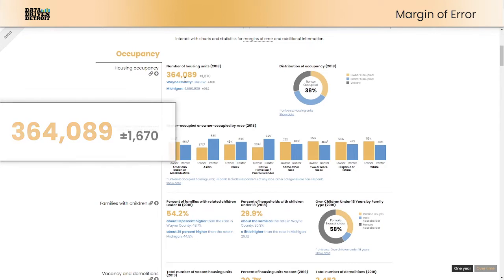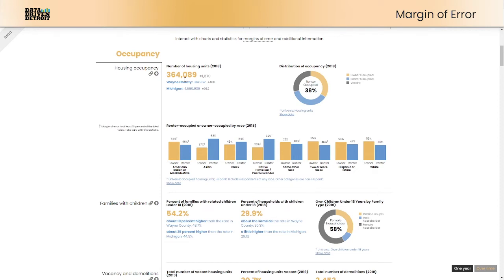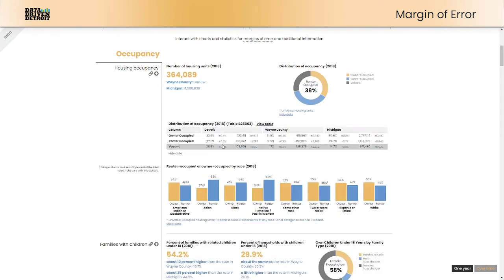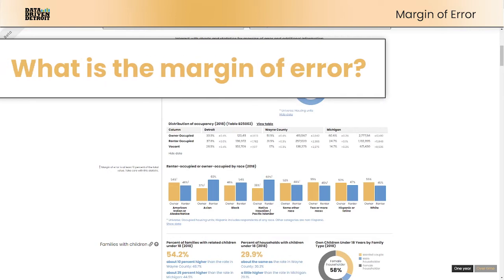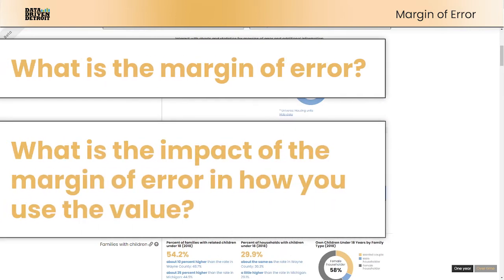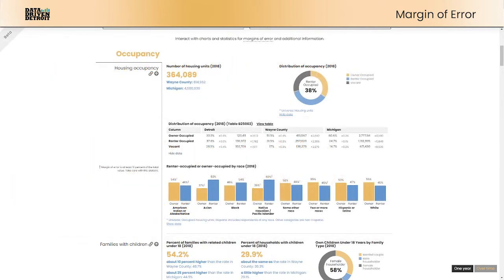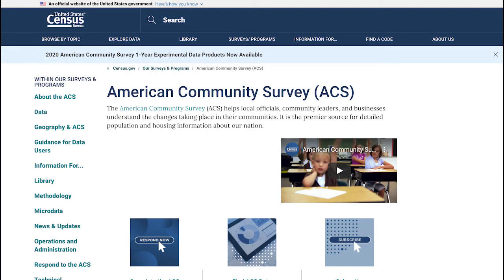You can also see more margins of error if you hit show data to get a more detailed breakdown of the data. So what is the margin of error and what's its impact on how you use the value? This video will walk you through all you need to know about the margin of error. The margin of error exists because of how certain data is collected. In the Housing Information Portal, most of the data with a margin of error comes from the American Community Survey, which aims to describe the characteristics of a large population.